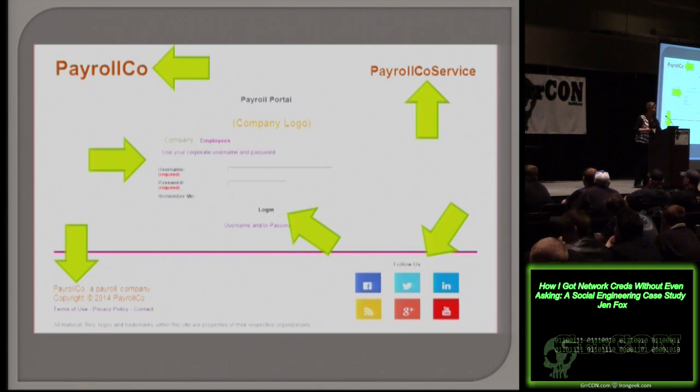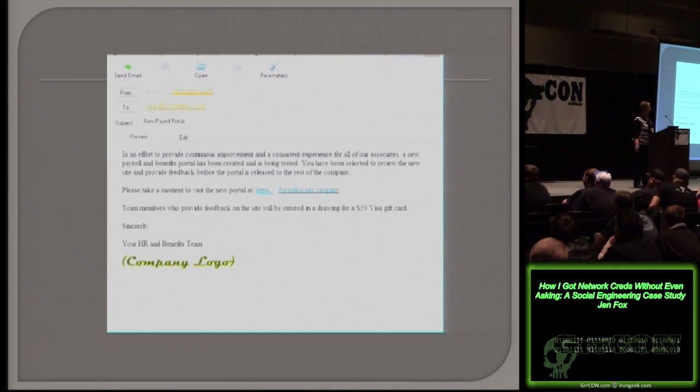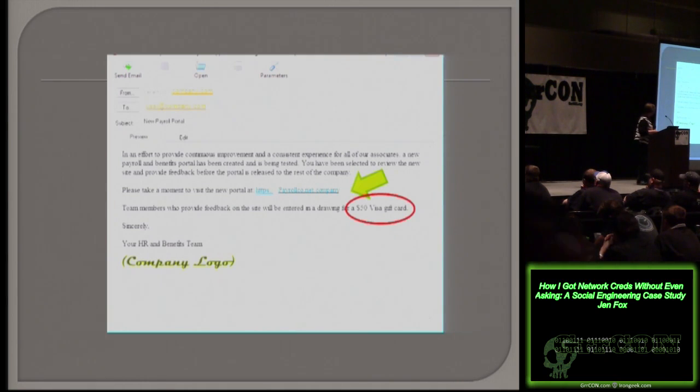So we had this all set up. Next, there was a general phish that we sent out, and we say that it's from the HR and benefits team, and again, we've got the company logo to make it look credible. We have a link to the website we want them to go to, and then the important part was the enticement of the $50 Visa gift card. Because who doesn't like those? Everyone's busy, and we're asking them to do an extra thing, but now they get the carrot of if you provide feedback on the website, you can be entered to get a $50 Visa gift card.